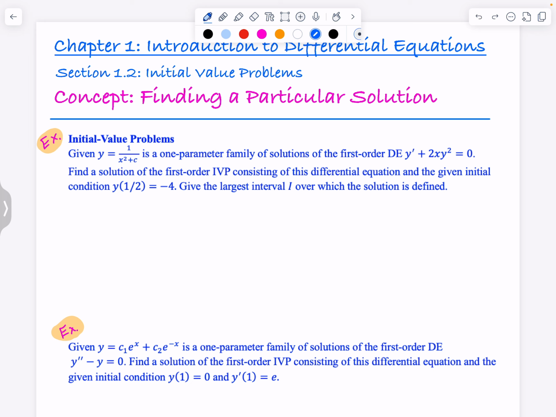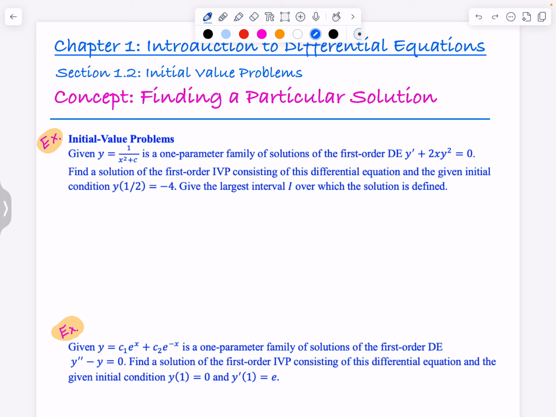It's not an input output. A parameter would be like changing your velocity, like your initial velocity, and that being the parameter of your projectile motion problem. All right, so they say that is a family of solutions. It says find a solution of the first order IVP. IVP is short for initial value problem, consisting of this differential equation and the given initial value condition.